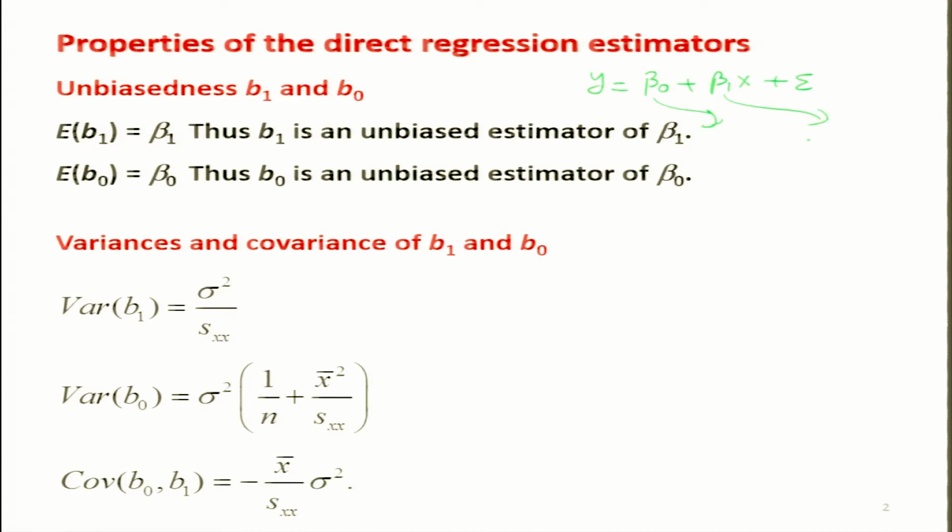How? Beta 1 is estimated by b 1, which was Sxy upon Sxx, and beta 0 is estimated by b 0, which is y bar minus b 1 x bar. So, you can see here this depends on y, and b 1 also depends on y. So, hence they are statistics, they are estimators, they are random variables, right. So, now once they are estimators, we would like to see whether they have nice properties or not.